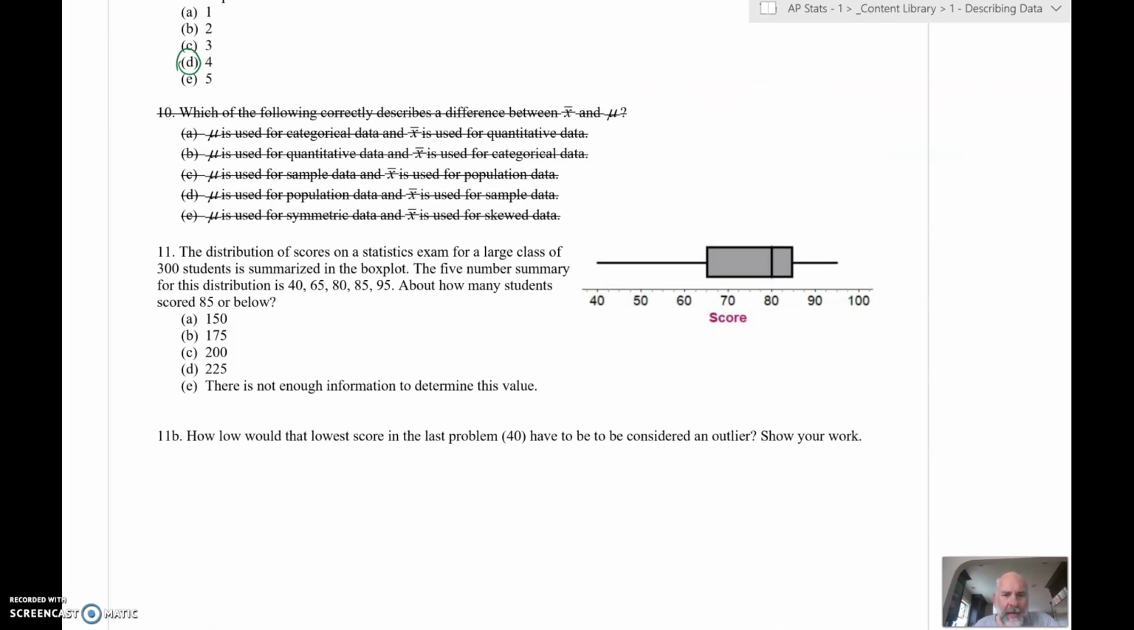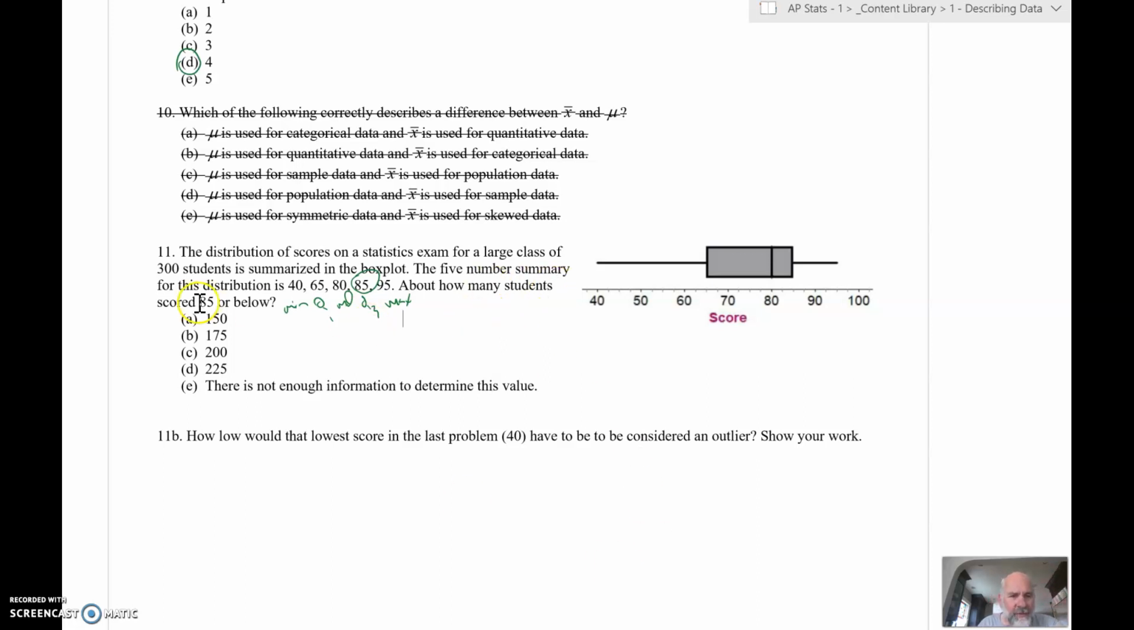About how many students scored 85 or below. Well, so 85 is Q3. The 5-number summary is the min and Q1 and the median and Q3 and the max. So 85 is Q3, and so that means it's at the 75th percentile. You got 25% above and 75% below, about, because you have to count them, and so it's an approximation.